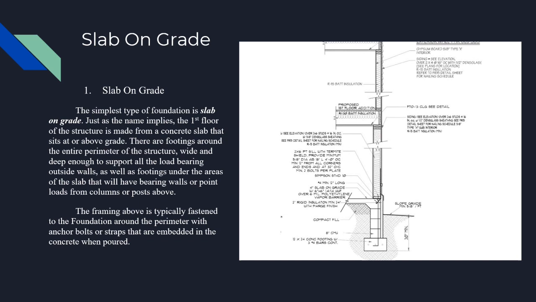The simplest type of foundation is slab on grade. Just as the name implies, the first floor of the structure is made from a concrete slab that sits at or above grade. There are footings around the entire perimeter of the structure, wide and deep enough to support all the load-bearing outside walls, as well as footings under the areas of the slab that will have bearing walls or point loads from columns or posts above. The framing above is typically fastened to the foundation around the perimeter with anchor bolts or straps that are embedded into the concrete when poured.